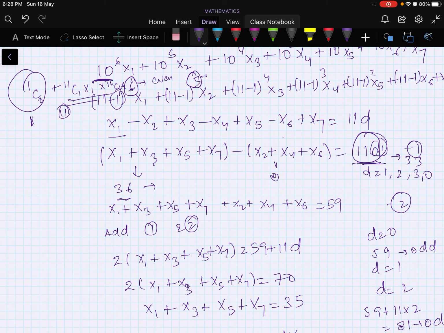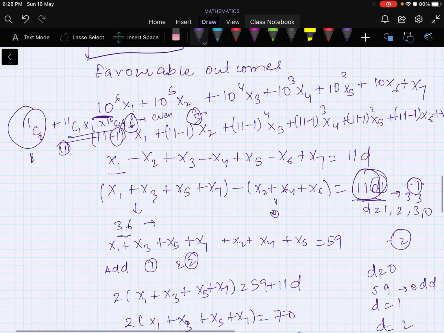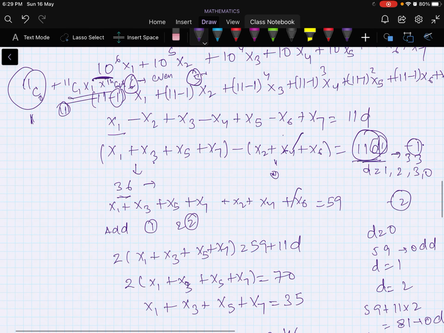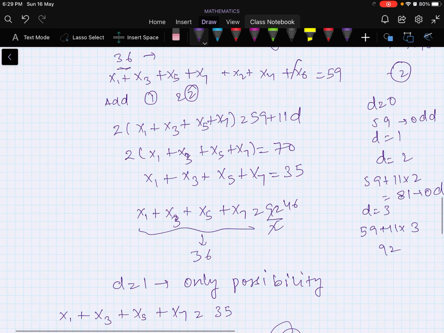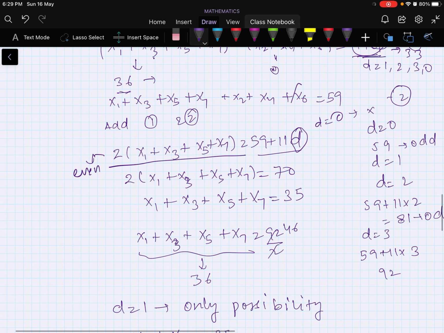Now what we are given is that x1 plus x3 plus x5 plus x7 plus x2 plus x4 plus x6 equals 59. Suppose this is equation 1 and this is equation 2, we are going to add them. What we are left with is 2 times x1 plus x3 plus x5 plus x7, since x2 plus x4 plus x6 will cancel out. Now the left hand term is an even number, right? So we have to choose d such that the right hand side is also even. Suppose d equals 0, then 59 will be odd, so d equals 0 can be eliminated here. Why? Because the left hand term has to be even.